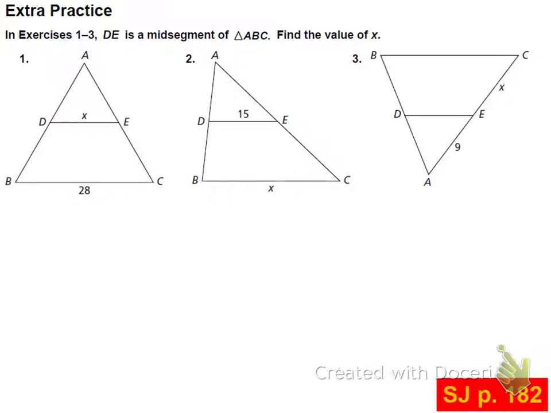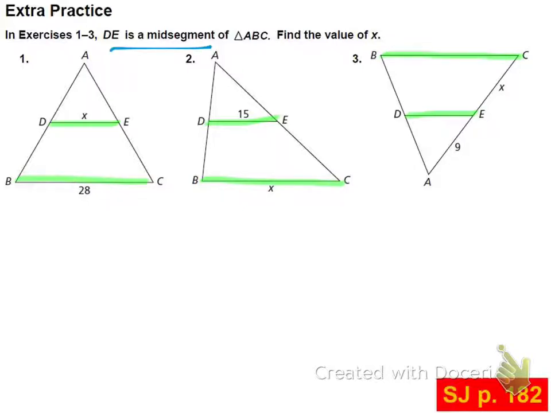In exercises 1 through 3, DE is the midsegment. We're going to take our highlighter and highlight DE, and the side it is parallel to. So what is DE parallel to? BC. I'm just going to go ahead and do it with all of them while I have the highlighter out. DE is still parallel to BC, all because DE is a midsegment.